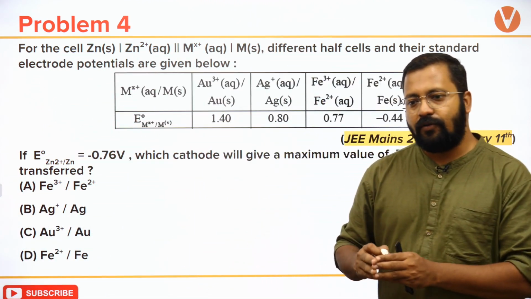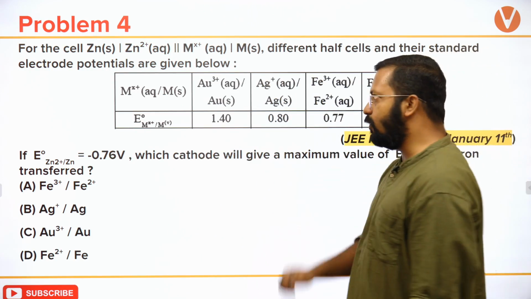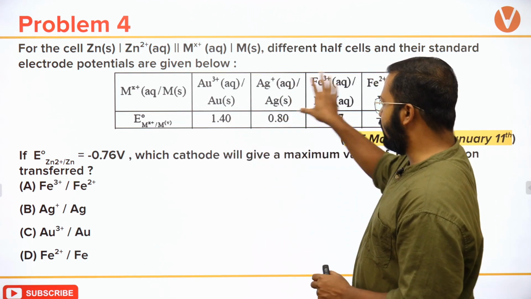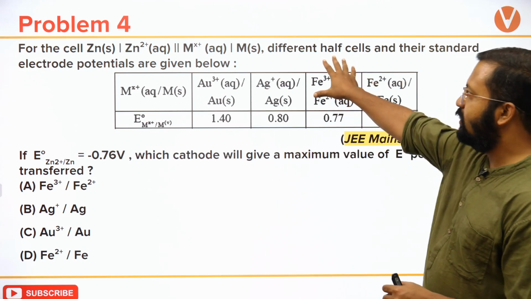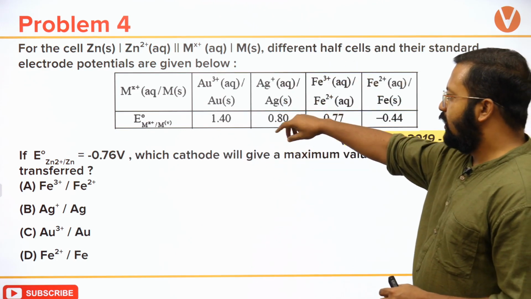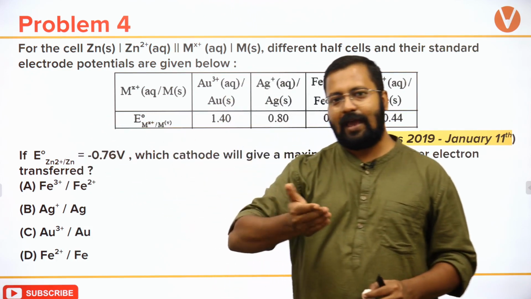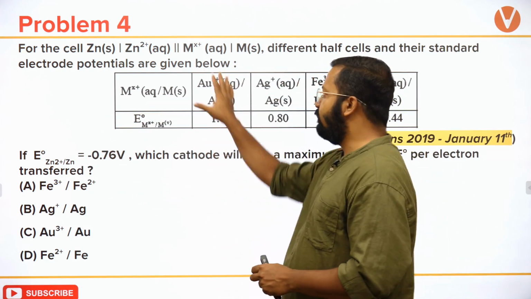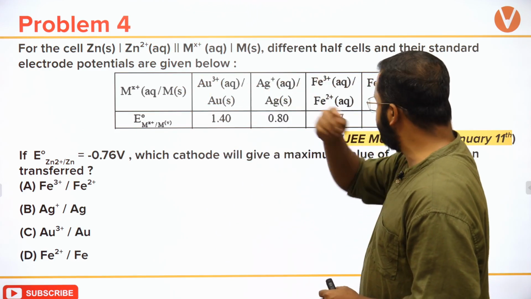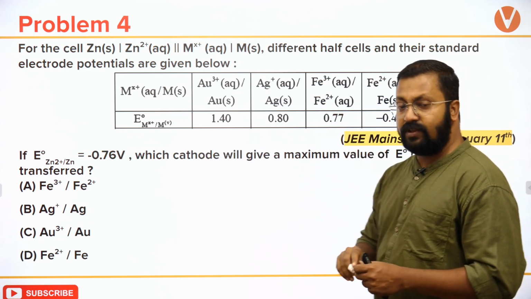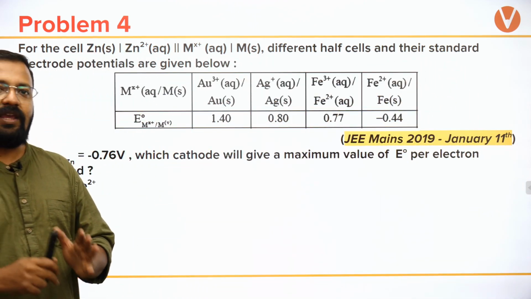Which cathode will give maximum value of E naught per electron transferred? You can see these values are given over here. Try to solve the question. The question is right in front of you. I am combining this cell, zinc changing into zinc 2 plus, with one of the other half cells, and I need to calculate which cathode is going to give us maximum value of E naught per cell.